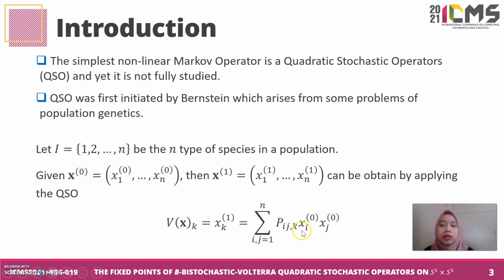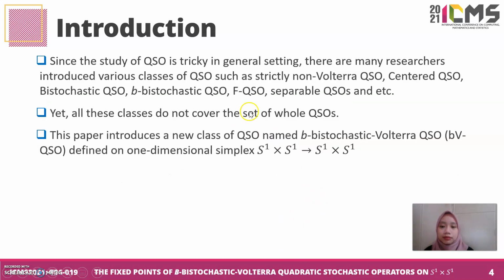Pijk is the probability of an individual where there exists cross-fertilization between an individual from I species and J species and then form an individual from K species. Since QSO is difficult to be studied in general, there are many researchers who introduce various classes of QSO such as strictly non-Volterra QSO, centered QSO, B-Stochastic QSO, B-Bistochastic QSO, and many more. However, all these classes still do not yet cover the whole set of QSO.